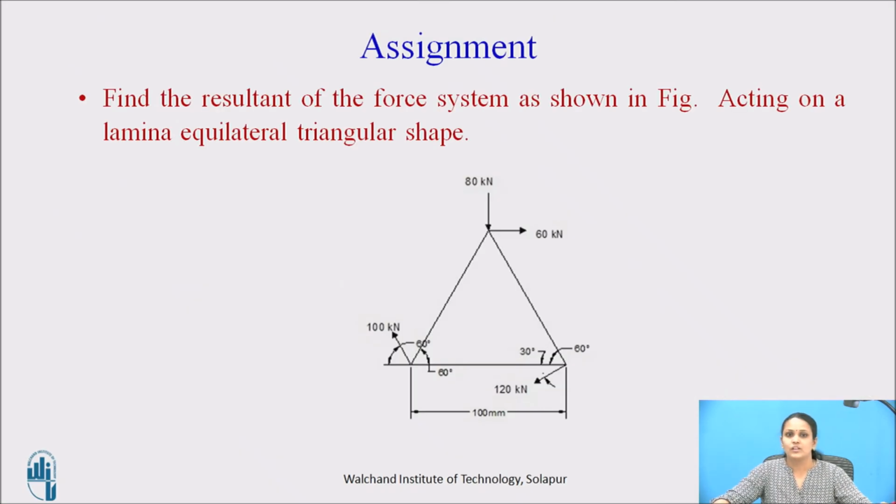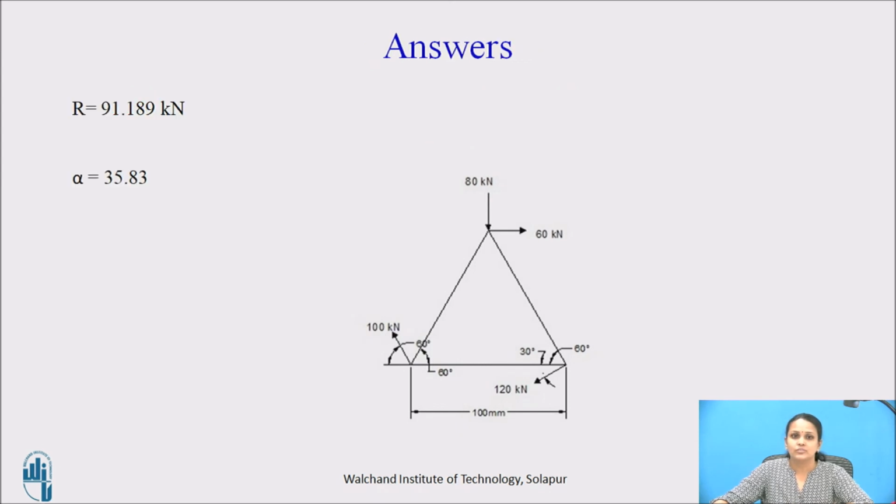Okay, so it is the question given for the assignment. Solve it, take some time and try to solve it. So these are the answers, means resultant of this particular force system is 91.819 kilonewton and the direction is 35.83 degree.